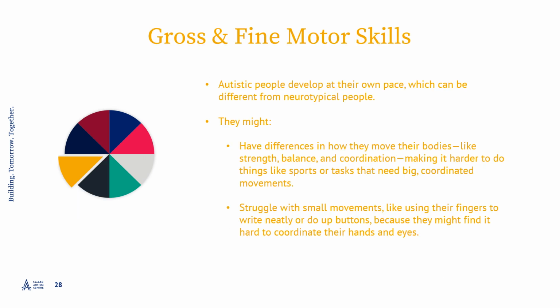The next trait on the Autism Spectrum Wheel is gross and fine motor skill differences. Autistic people tend to develop at their own pace, which can be different from that of neurotypical people. They might have differences in how they move their bodies, like with strength, balance, and coordination, which can make it harder to do things like sports or tasks that need big coordinated movements like dressing. They may also struggle with small movements, like using their fingers to write neatly or do up buttons, because they might find it hard to coordinate their hands and their eyes.